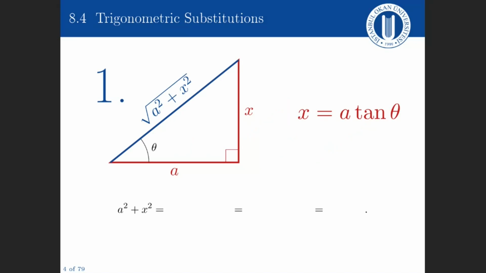We'll call the base a, the height x, and then the hypotenuse, of course, is square root of a squared plus x squared. X and a are connected together using the formula x is equal to a tan theta. So a squared plus x squared is the same as a squared plus a squared tan squared theta, or a squared times 1 plus tan squared theta. And you will recall we had an identity from last week. That's the same as a squared sec squared theta.